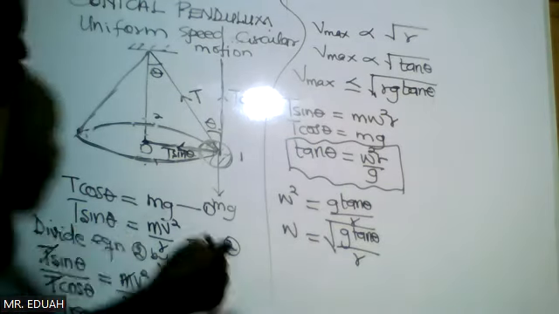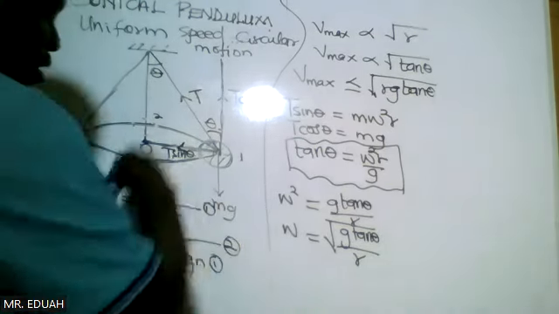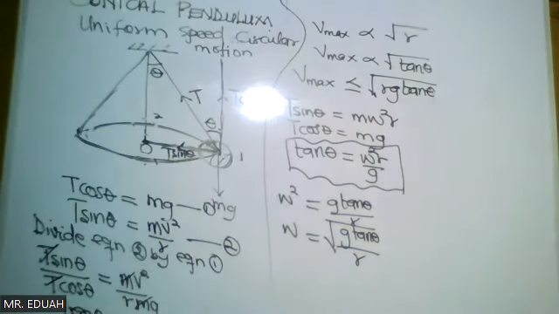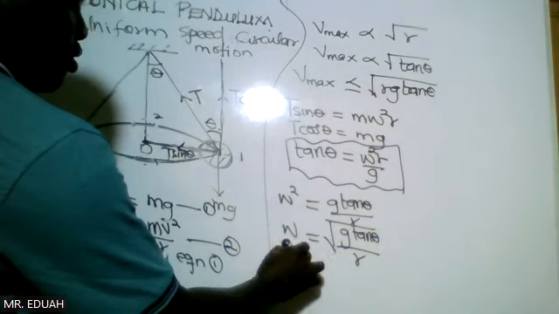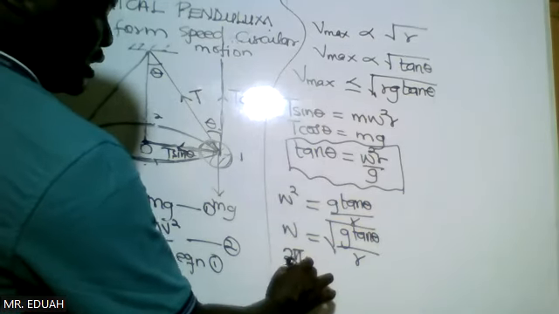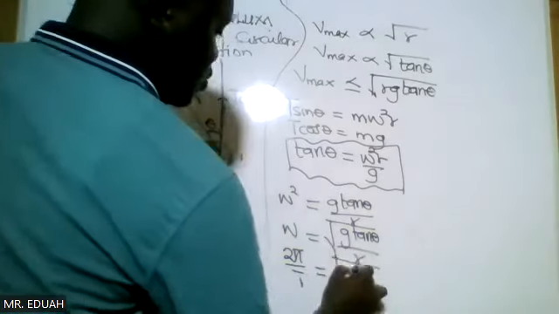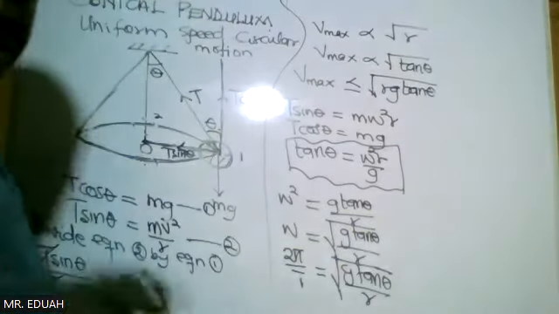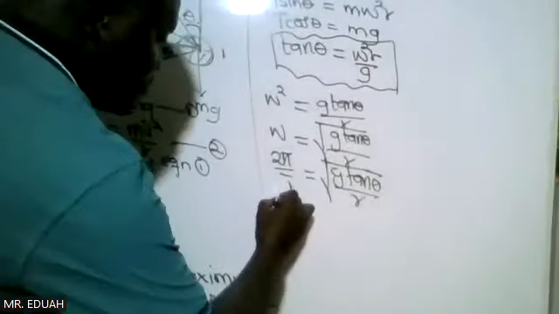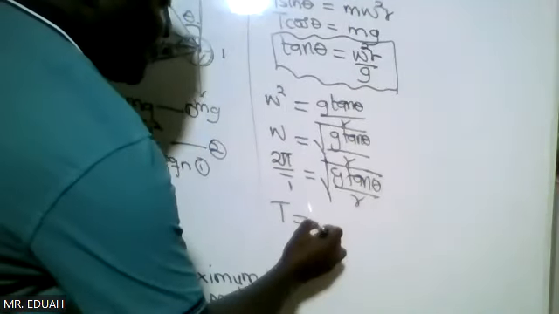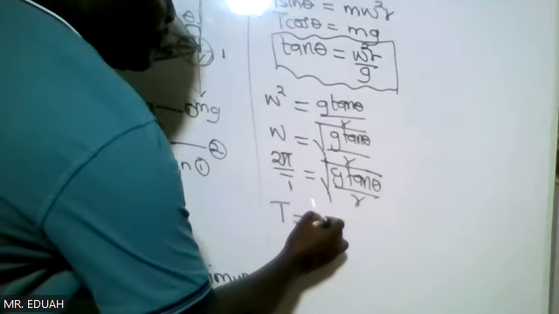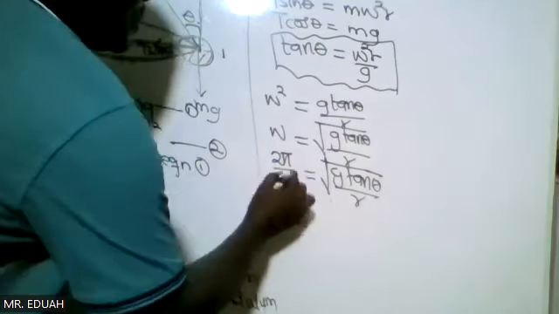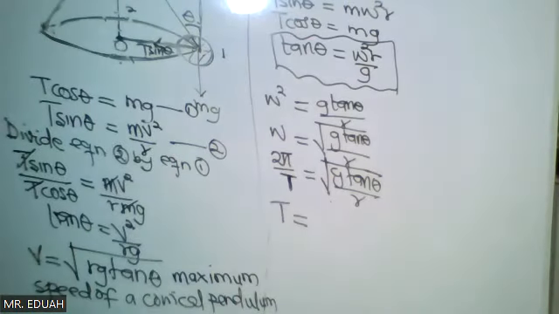Now, if you're asked to find the period, or the time taken to make one complete revolution, then you equate omega to 2 pi on T, which will be square root of g tan theta on r, so that T, the period, will be equal to... help me make T the subject from this. Make T the subject and tell me what the expression for T would be here.